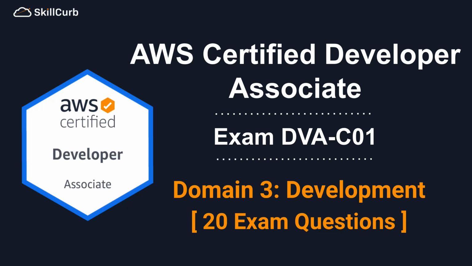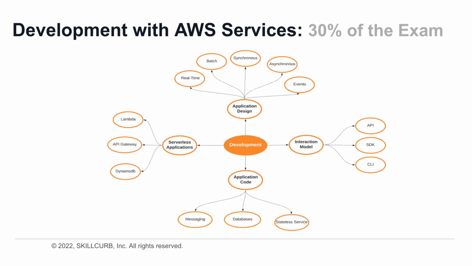Welcome to the AWS Certified Developer Associate Practice Exam, where we will focus on the development domain. As you can see from the visual, we have four key categories. First is interaction model. How does your code interact with the AWS services? Is it with CLI, SDK, or API?